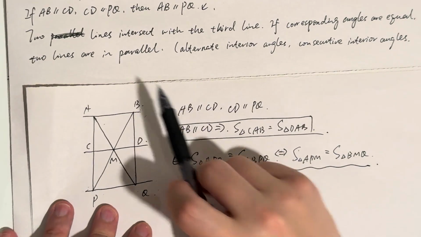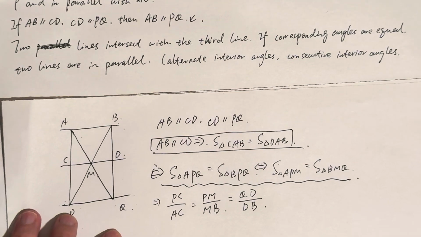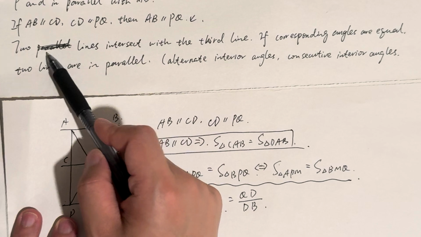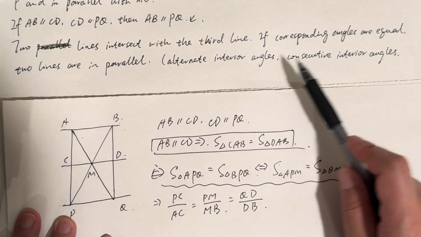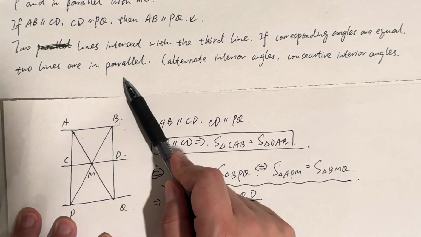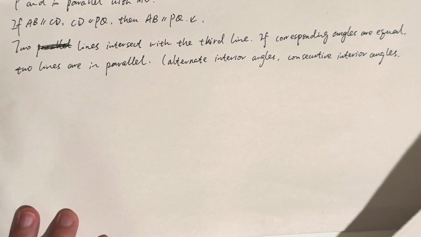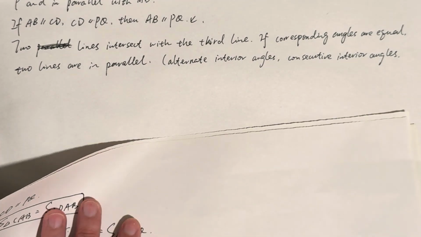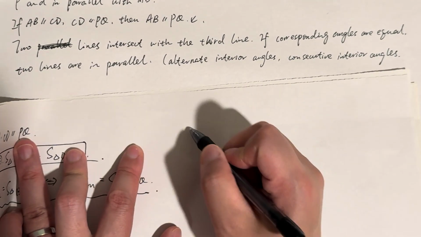Two lines intersect with a third line, not necessarily parallel. If corresponding angles are equal, the two lines are parallel. Okay, this is kind of difficult if we don't introduce another method, but let's just use what we learned so far to try to prove it.